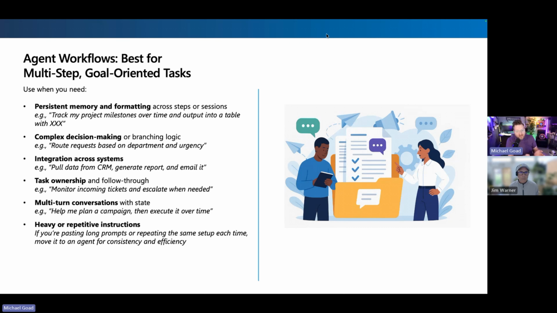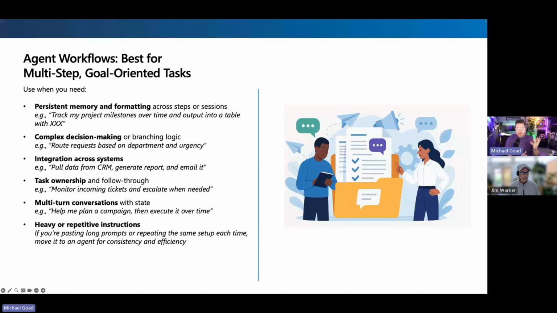This is something that needs persistent memory. I need it in a specific format. So I built an agent for it. And it's just so much easier for me to go to the agent and hit just a couple words and bam, I've got the structure that I want every time. And it's consistent for my manager as well. So that's an example of how I went from prompting to agent workflows.